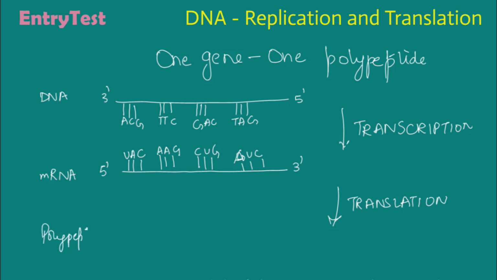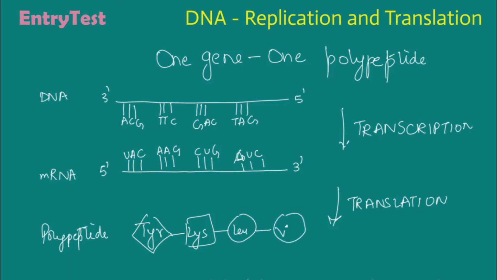The polypeptide does not have a direction like 5' to 3'. So for example, we are going to have a polypeptide chain like this. This is just an example. Okay, so different shapes, and these are the component amino acids. So these are going to code like this. So I hope you'll be able to draw a better diagram.